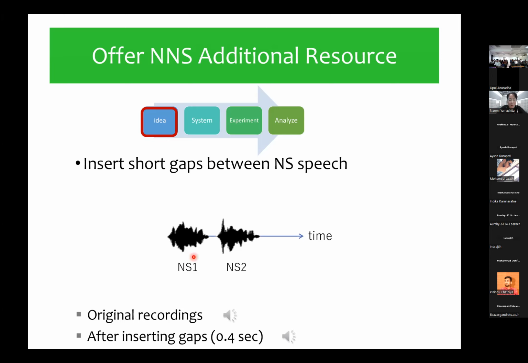speech. For example, let's say these are the sound waves of native speaker 1, and this is the sound wave of native speaker 2. Then by adding a small, short gap, it will give non-native speakers a little bit of time to process what native speaker 1 said. So I tried doing this, and I'm going to play audio, which is the recording of 3 or 4 native speakers talking.